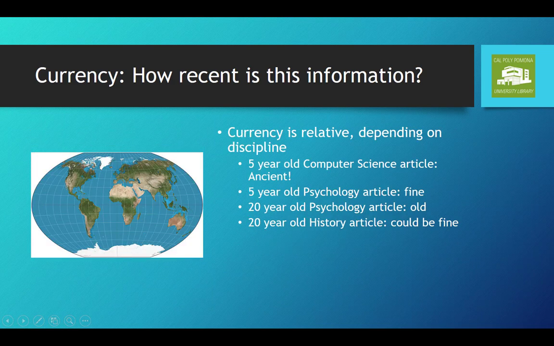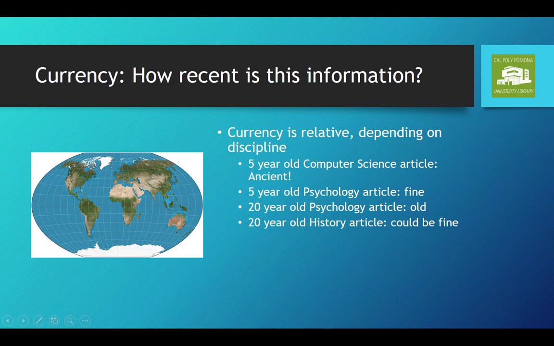It's important to point out here that currency is a relative thing depending on your discipline. A 5-year-old source in computer science could be considered ancient, while a 5-year-old source in psychology wouldn't raise any eyebrows. On the other hand, a 20-year-old article in psychology might be considered old, while an article published in the same year in certain areas of history would be considered just fine. So whether or not a source is current depends on the discipline in which it was published.